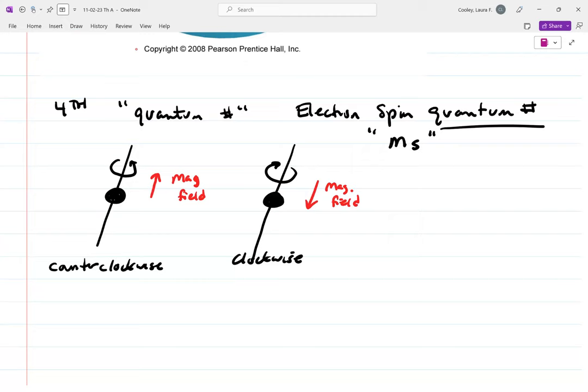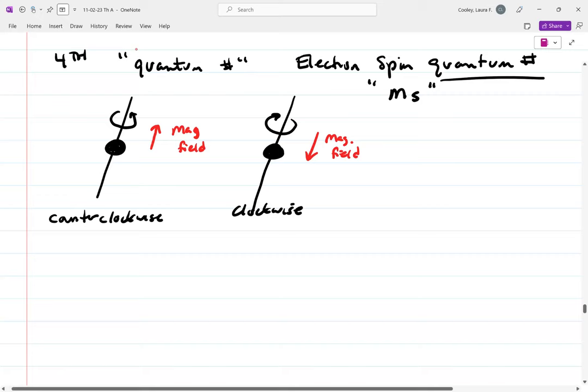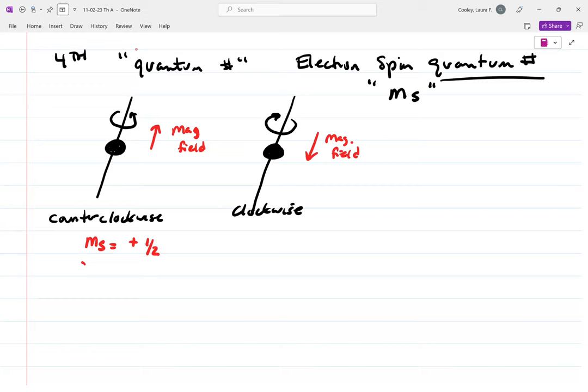MRI is based on transitions of nuclear spins, flipping from spin up to spin down. Anyway, the fact that this spinning electron produces a magnetic field going up, we say that M sub S is plus 1/2. We call this spin up, we call this spin down, and this M sub S is minus 1/2. And that's really all there is to know for us about the spin quantum number.